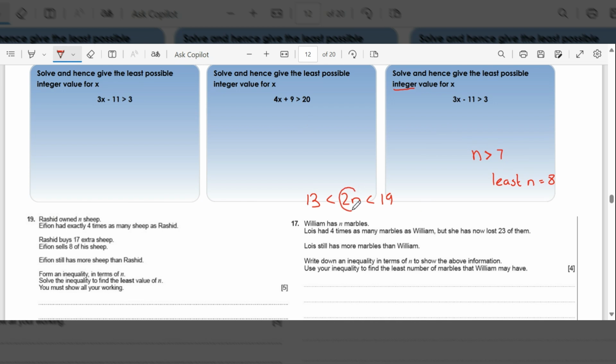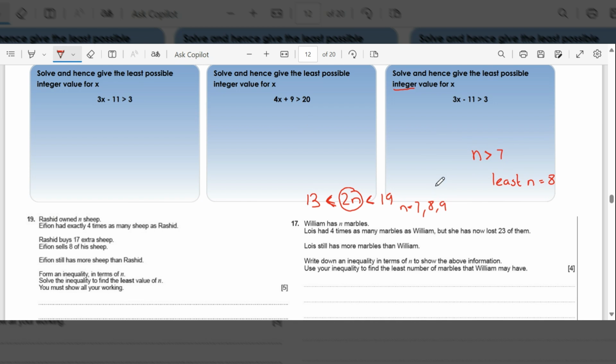2 times n is between 13 and 19. Well, 2 times 3 is 6. That's not between 13 and 19. 2 times 4, 8. No. 2 times 5, no. 6, no. 2 6s are 12. It's too low. But 2 times 7 is 14. That's between 13 and 19. So n could be 7. 2 8s is 16. I'm still in the right zone. 16 is between 13 and 19. 2 9s are 18. We're still in the right area. But 2 10s are 20. That's too big.